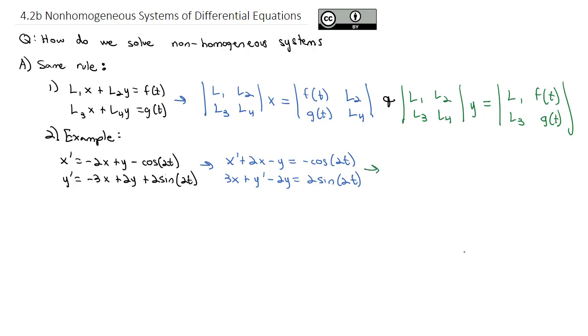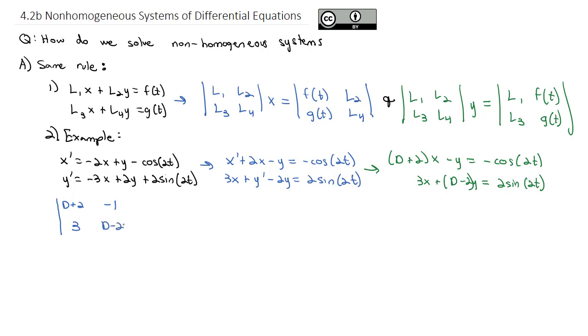And we know we can write that with differentials by factoring out the x's and the y's, giving us a derivative plus 2 times x minus y equals negative cosine of 2t, and 3 times x plus a derivative minus 2y equals 2 sine of 2t. And then just like we did before, we can take this information and plug it into our determinants. Our first determinant is set up with coefficients. With the x's, we're going to do d plus 2, 3, negative 1, and d minus 2 times our variable x is equal to, and because we're solving for x, the first variable will replace the first column with negative cosine of 2t and 2 sine of 2t. The second column still remains negative 1 and d minus 2.